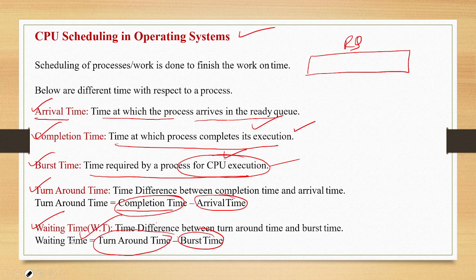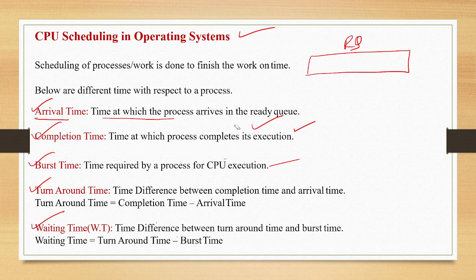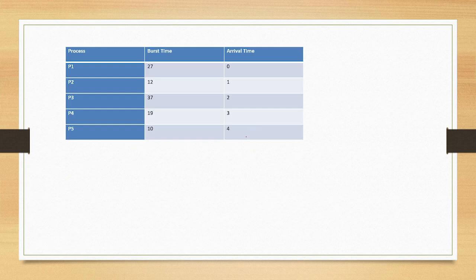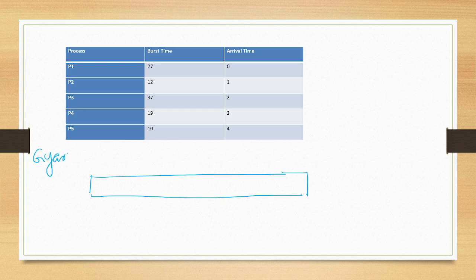Remember these formulas to solve the numericals for FCFS. Now see, I am giving an example. Here a burst time and arrival time are given. For CPU scheduling algorithm numericals, we have to use a Gantt chart. With the help of a Gantt chart, we can easily find the average waiting time and average turnaround time of every process.